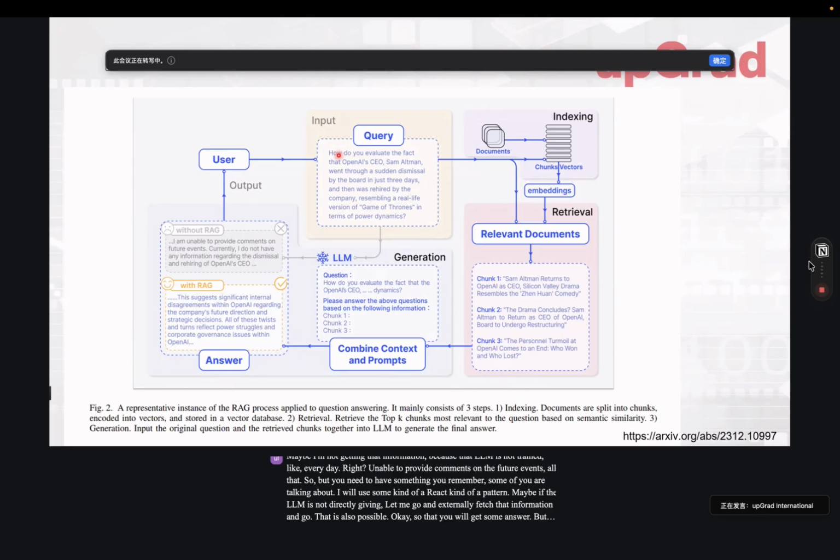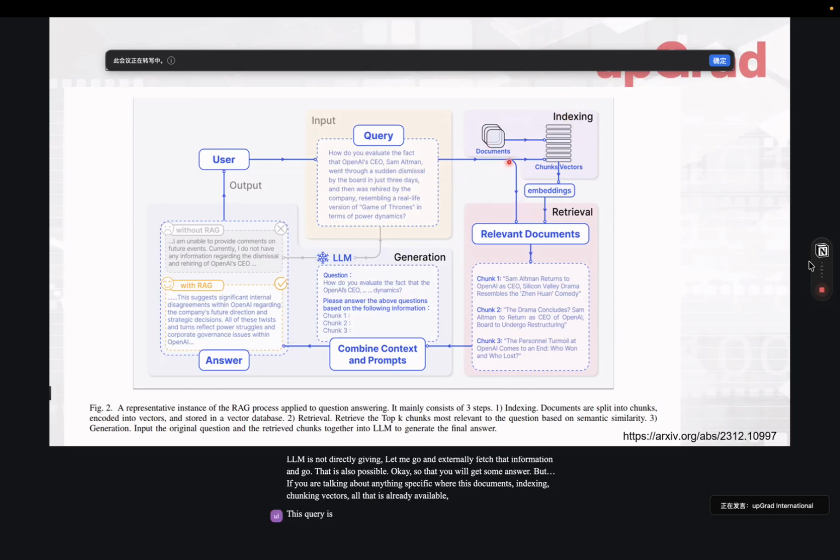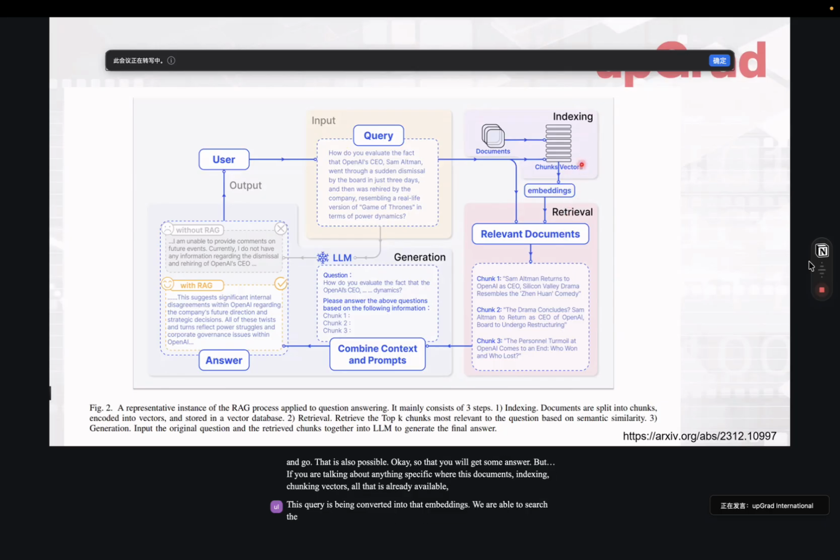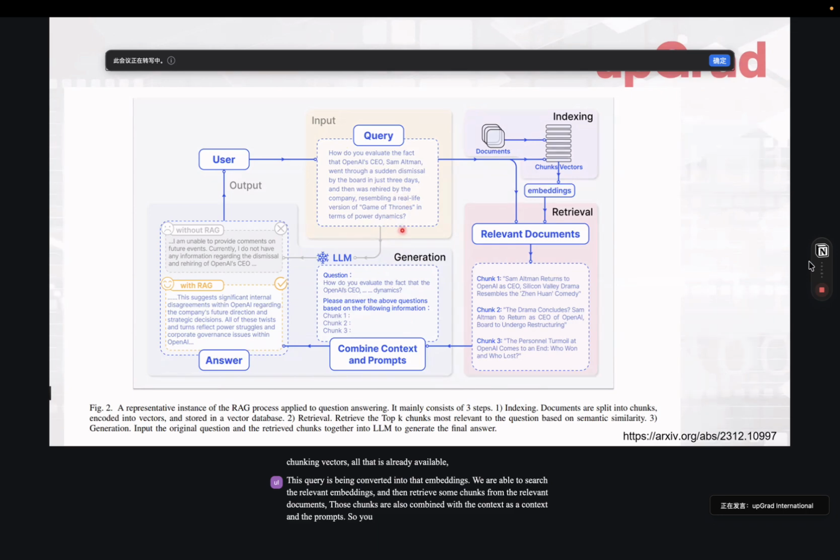But if you are talking about anything specific where the documents, indexing, chunking, vectors, all that is already available, this query is being converted into embeddings. We are able to search the relevant embeddings and then retrieve some chunks from the relevant documents. Those chunks are combined as context with the prompt. So you are combining the prompt along with the chunks that were retrieved.